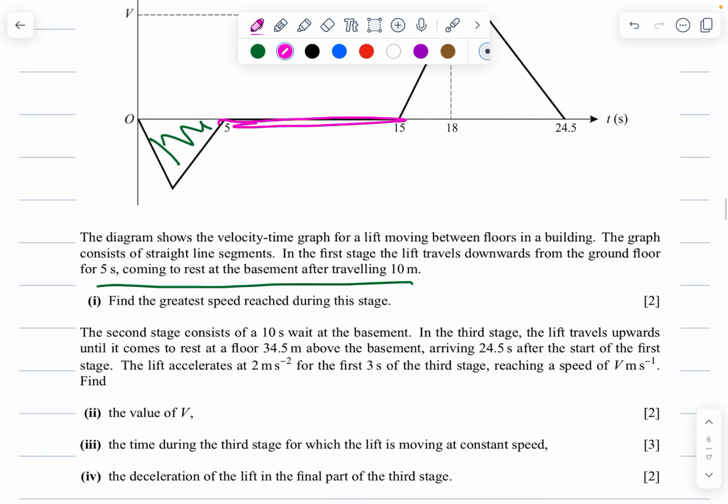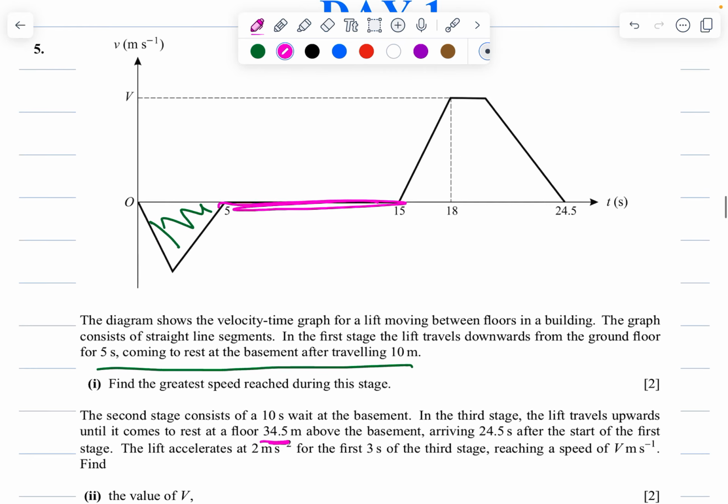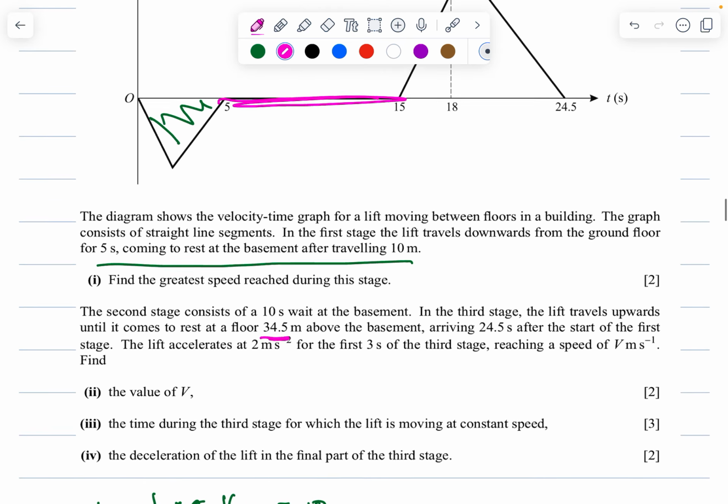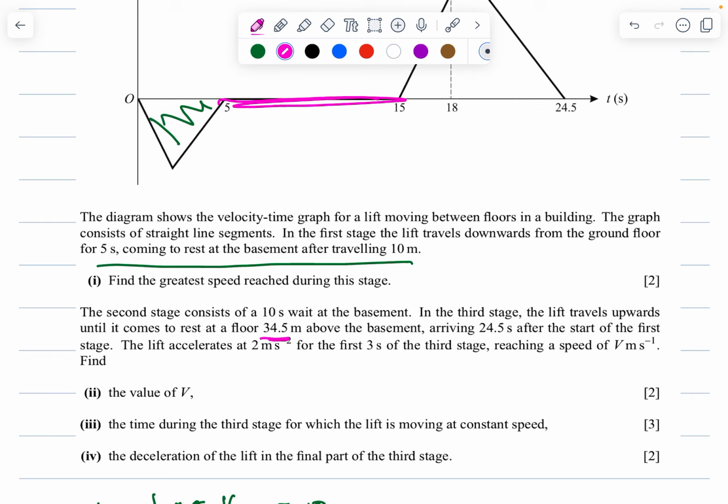It is waiting for 10 seconds at the basement. In the third stage, the lift travels upwards until it comes to rest at a floor 34.5 meters above the basement, arriving at 24.5 seconds after the start of the first stage. The lift accelerates at 2 meters per second squared for the first 3 seconds of the third stage, reaching a speed of v meters per second. Find the value of v.